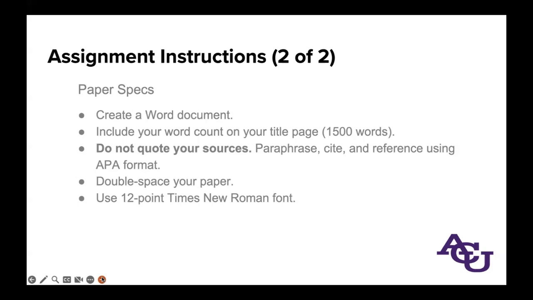Fourth, double space your paper. On average, using 12-point font, 250 words is about a page length for double spaced paper with 12-point Times New Roman font. Okay.